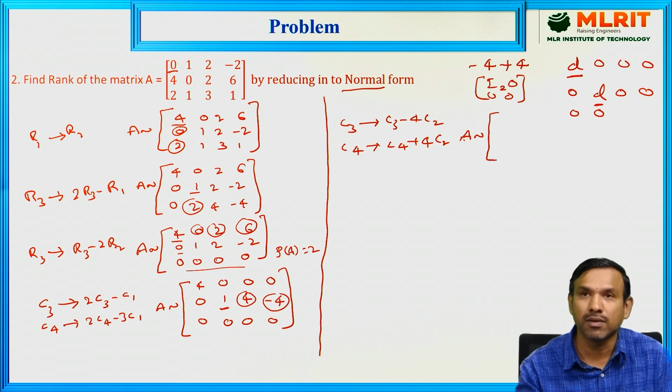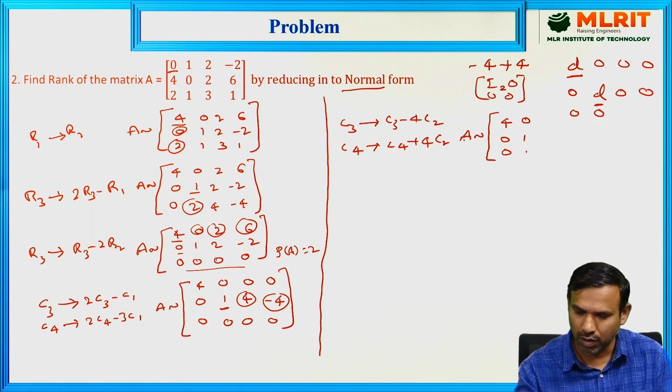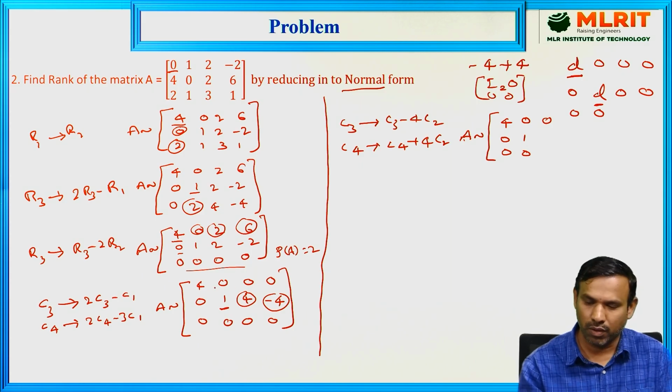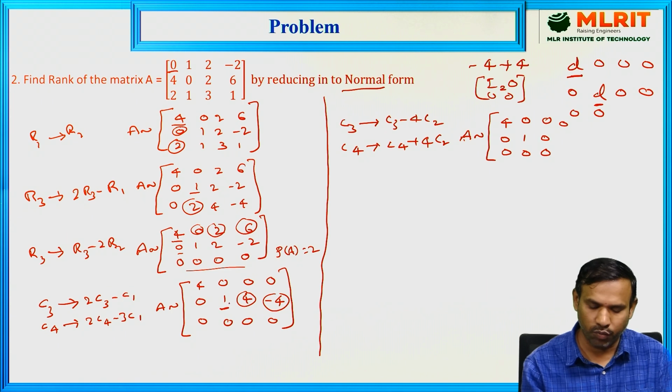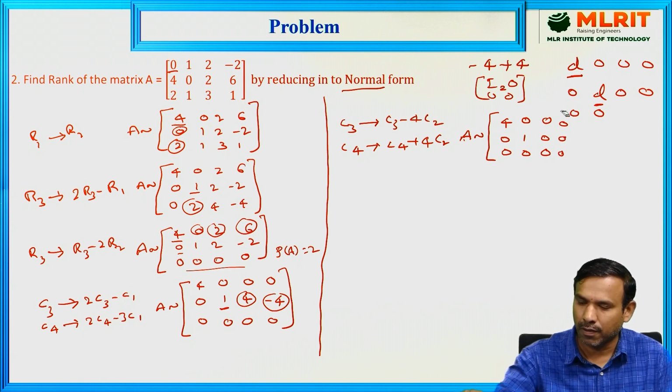First column, no change. What is the first column? 4, 0, 0, no change. Second column, 0, 1, 0. Third column, 0. Sorry, C3 minus 4C2: 0 minus 0. C3, 4 minus 4, 0. And C3, 0 minus 0, 0. Now coming to C4. C4 plus 4C2. 0 plus 0, 0. Next, minus 4 plus 4, 0. 0 plus 0, 0. Right?